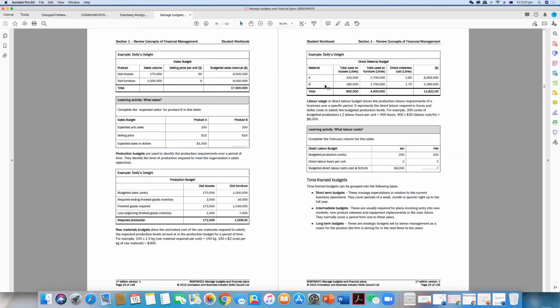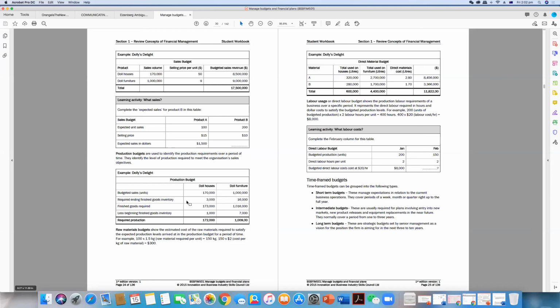And the raw material budget, there's another example. It shows the estimated cost of raw material required to satisfy the expected production level arrived at in the production budget for a period of time. For example, 100 times 1.5 kilogram raw material required per unit is 150 kilogram. And 150 kilogram times $2 cost per kilogram of raw material. So that is your raw material budget. So how much material do you need? And how much is the price per unit of your raw material? Then you get the number of the raw material budget.